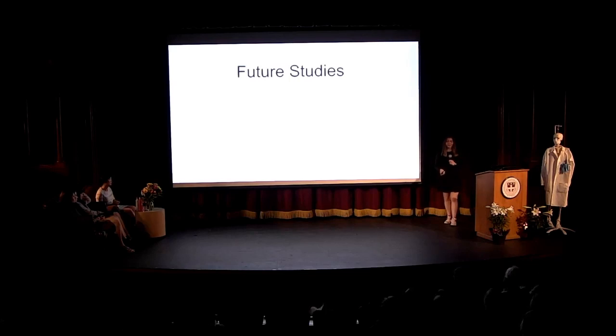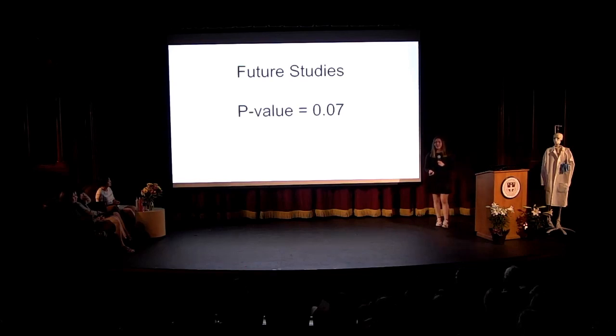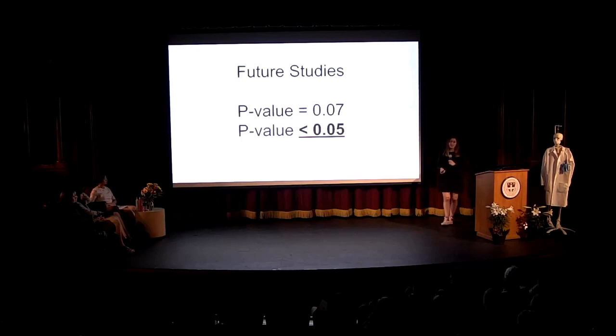So when thinking about future steps in this line of research, I looked at my p-value. As you remember, my p-value was 0.07. In order for my data to support my hypothesis, my p-value would need to be less than 0.05. So because my value is close to this 0.05, I think that continuing to research the influence of reaction time on ACL injury will definitely be worth pursuing.